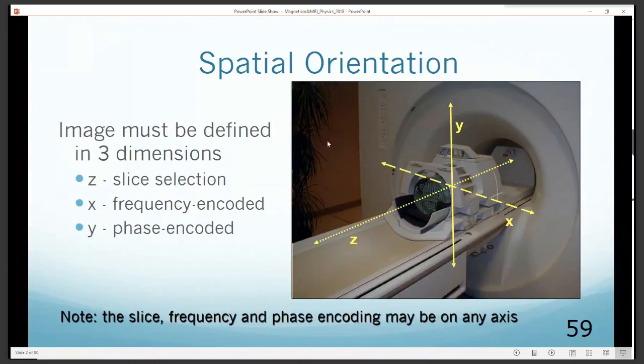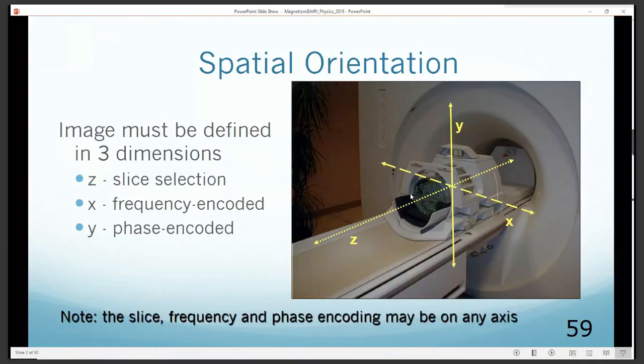We're going to say that the slice select direction is in the Z direction, so that's aligned with the main magnetic field in the magnet, so it's along the bore of a superconducting magnet. The X is the frequency encoding, say that's across the magnet, or right to left on the patient if they're lying on the table. And the Y is the phase encoding, which is anterior-posterior, as the patient's lying on the table, or floor to ceiling.